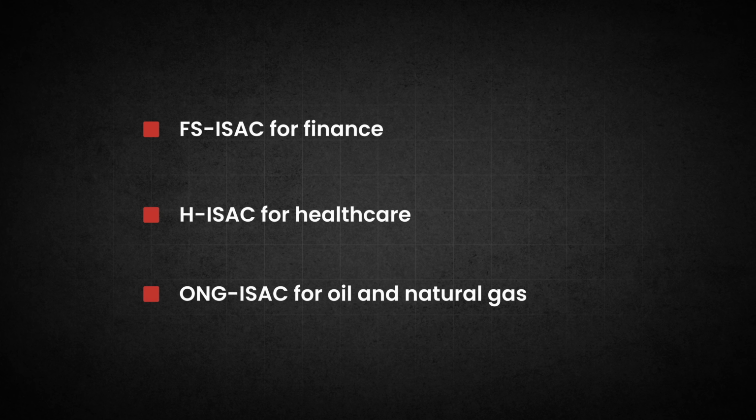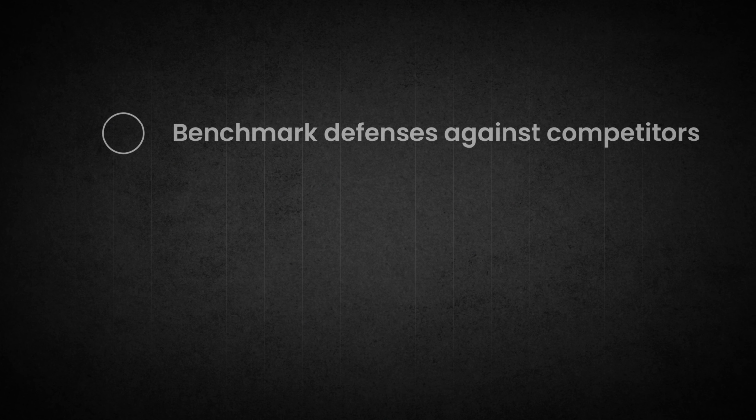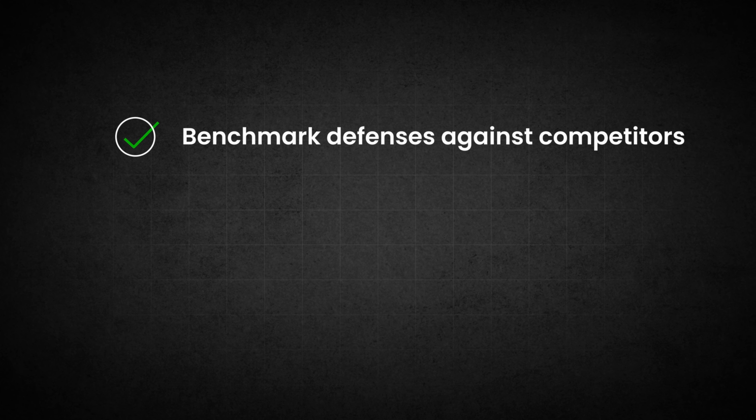This sector-specific focus is the superpower of ISACs. You'll find the FS-ISAC for finance, H-ISAC for healthcare, and ONG-ISAC for oil and natural gas, among dozens more. Inside, they function like a private members-only club. You'll find secure bulletin boards, real-time chat channels, and specialized working groups focused on threats like APTs or ransomware specific to that sector. A huge driver for organizations to join is to benchmark their defenses against their competitors and understand the threats common to their industry.